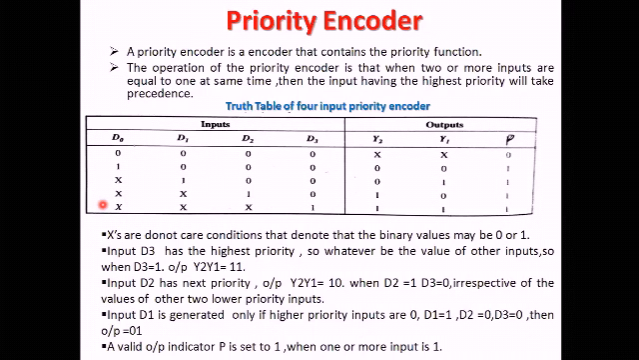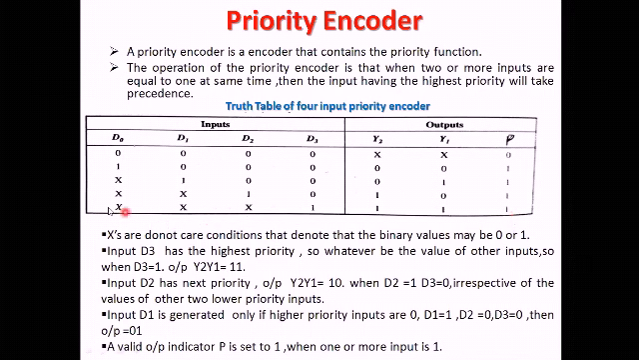So this is D3, this will have the highest priority, this input line. Whatever the values of the other inputs, the output will be 1, 1. That is Y2 and Y1 will be equal to 1, 1. See, you have to look that whenever there is any 1 in the input lines, then the priority function will be equal to 1. After that, it will start operating.